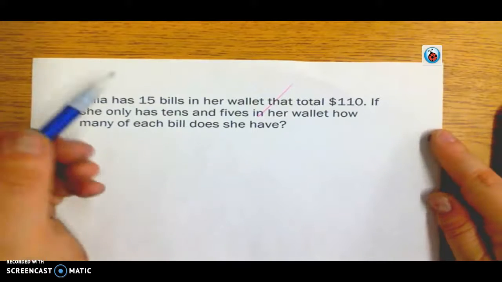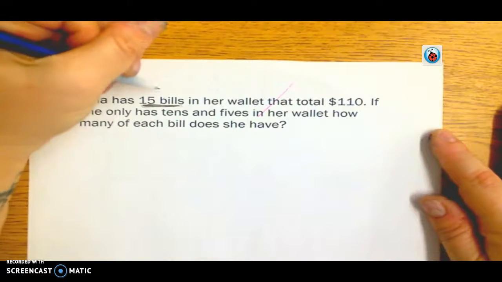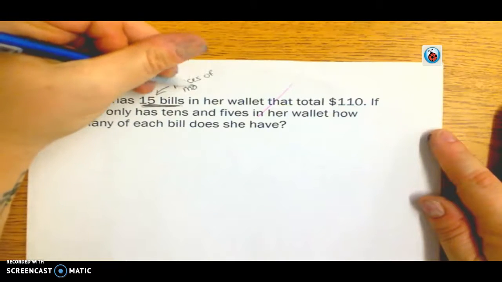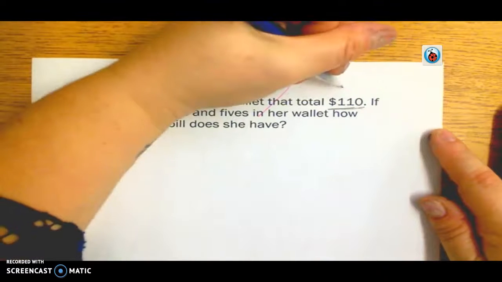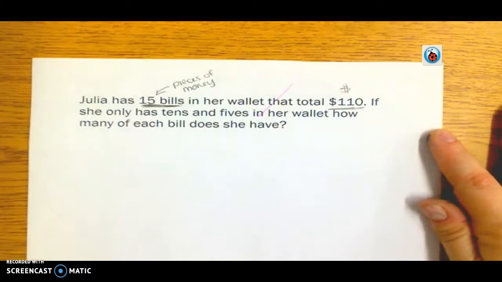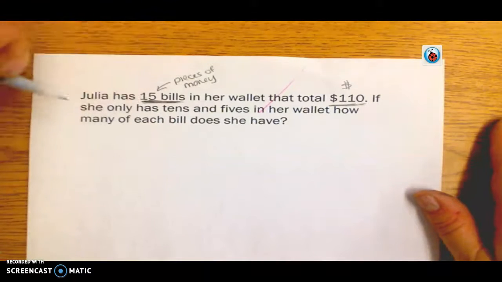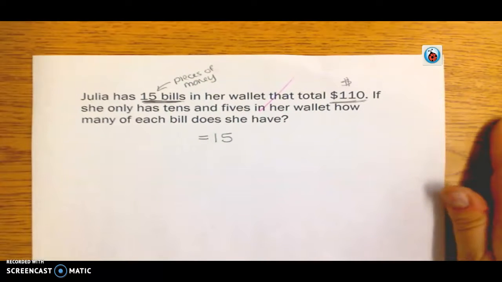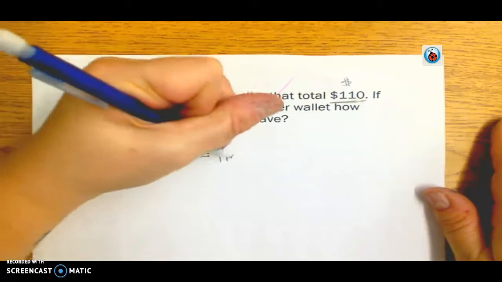All right. So what I'm taking a look at is we're talking about how many pieces of money, the amount of bills that she has. But then we also have a total dollar amount. So those are the two separate things. So she has in her wallet a total of 15 bills. All right, so we know that she's got a total of 15 bills. And we also know that it will total $110.